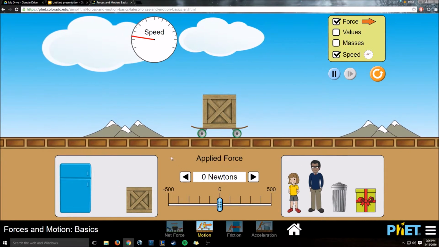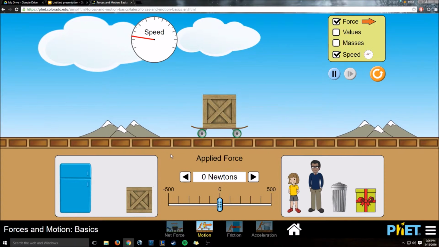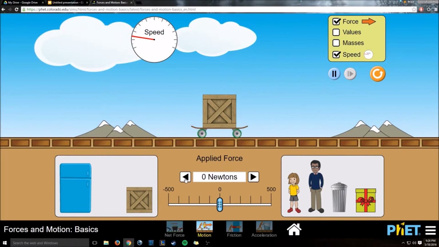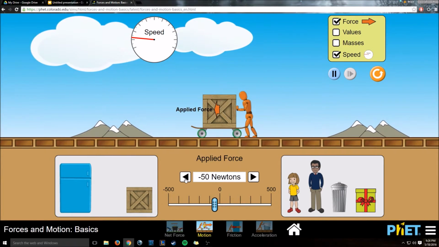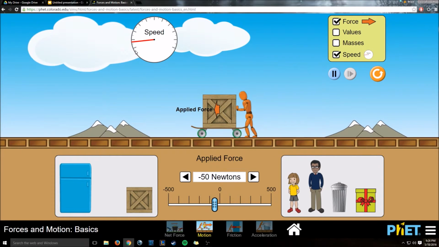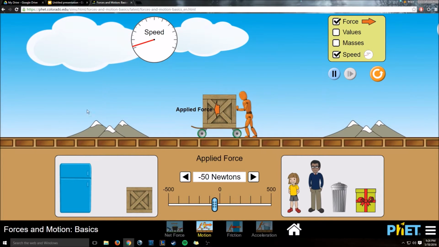Unless we apply a negative force to the left upon this box. So if we apply a negative 50 newtons to the left, it's going to start to slow down. You see the speed dropping because of the unbalanced force going the opposite way.